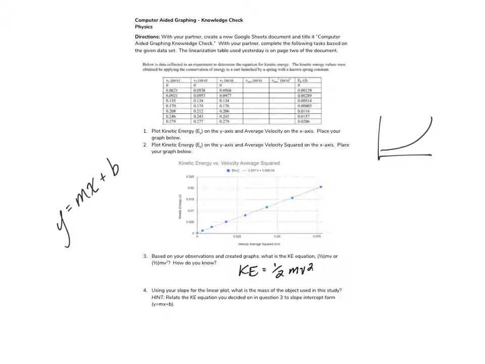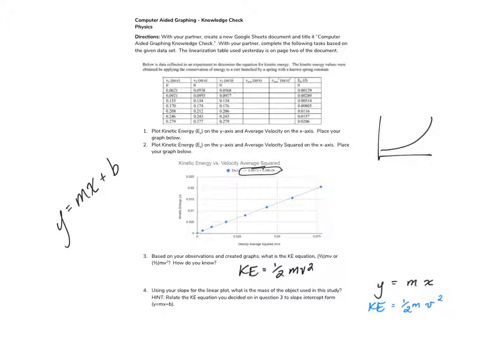Now, question 4. This is where we can continue to draw meaning and learn some things about a particular experiment based on the graph data. What I'm asking you for here is, using the slope that we see based on our trend line equation right here, what is the mass of the object? So what I want us to do is compare our slope-intercept form to our KE equation that we determined from question 3.